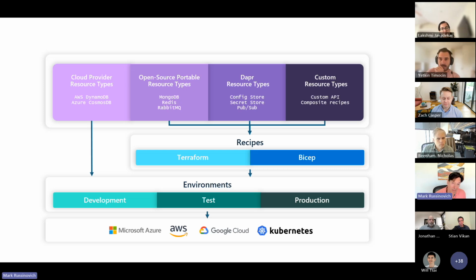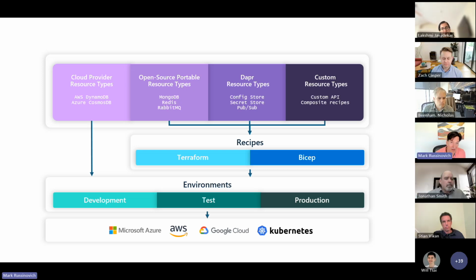So they came to us and said they love Radius, they love the separation between the application and the environments, but they want support for defining their own types, their own flavors of things that they want to present to their developer teams. And so we looked at how we could implement that and extend recipes beyond those resource types, and have come up with this idea now of custom resource types.